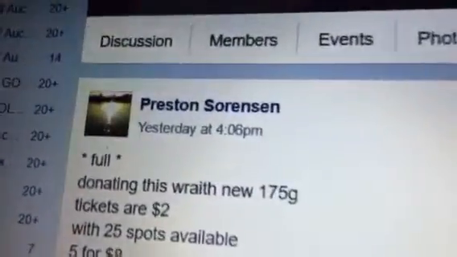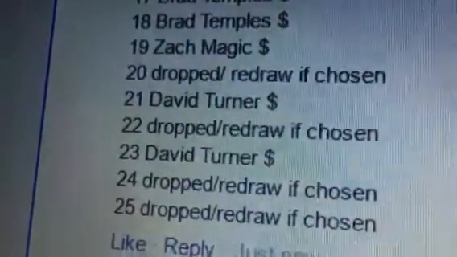All right, guys, going to do this wraith for Preston. Good luck. We've got a total of 25 spots. There's four different spots that have been dropped. So if I pull those numbers right there, 20, 22, 24, 25, we're going to do a redraw. We're going to do 1 through 25, because that's how it's listed. All right, let's get started. Good luck.